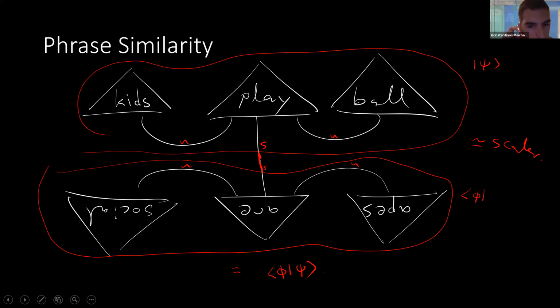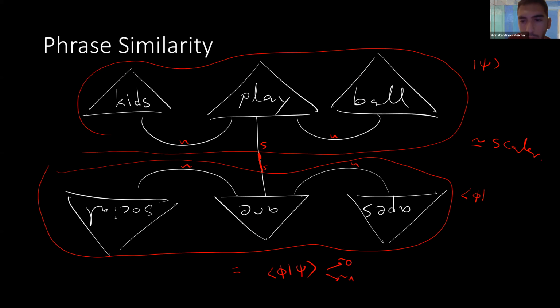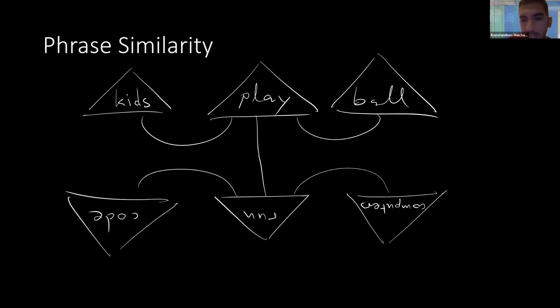So if these sentences, for example, are orthogonal in meaning, this will be very close to 0. If these sentences are synonymous, then this thing would be close to 1, and so on. So for example, kids play ball and apes are social: maybe it will have high overlap. And kids play ball and computers run code: this will be of lower overlap.